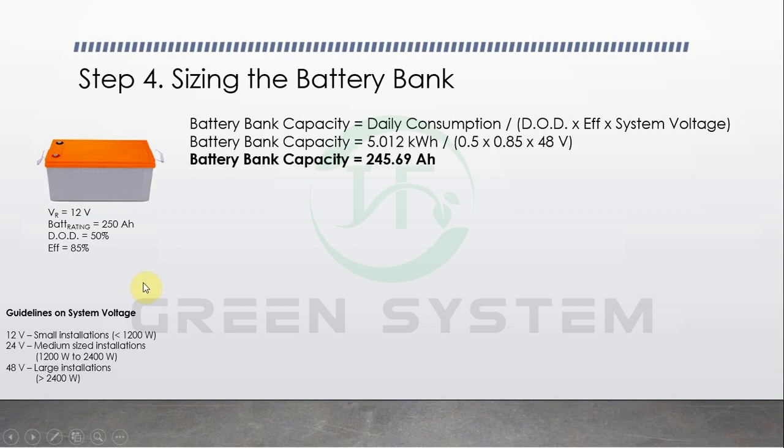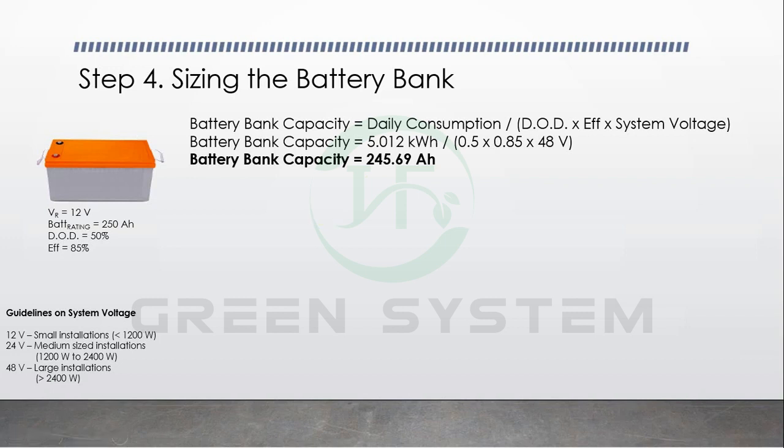So to compute the battery bank capacity that is required, we divide the daily consumption, which is 5 kilowatts, by the product of the DOD 0.5 times efficiency 0.85 and times 48 volts for our system voltage. So our battery bank capacity would be 245.69 ampere hours. This is our computed required battery bank capacity.